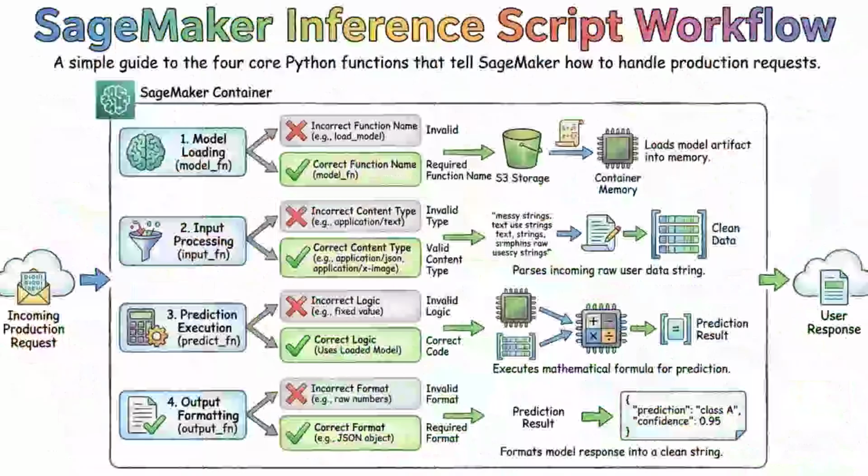When deploying custom models, you will often need to write an inference script, which is a small piece of Python code that tells the SageMaker container exactly how to handle incoming production requests. The inference script traditionally contains 4 distinct functions that SageMaker looks for, starting with the model function, which is responsible for loading the actual model artifact from storage into memory. Next, the input function passes the incoming raw user data string, while the predict function executes the actual mathematical formula to generate a prediction. Finally, the output function formats the model response back into a clean string, like a JSON object, before delivering it to the user.